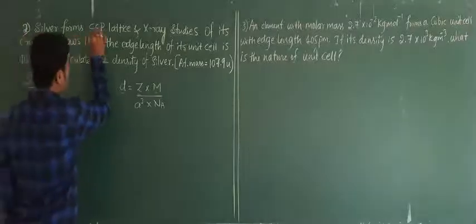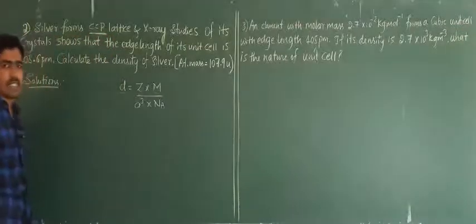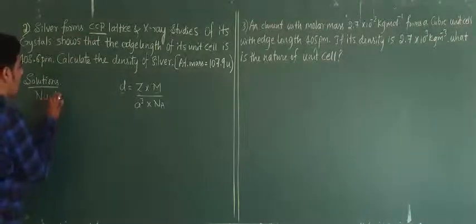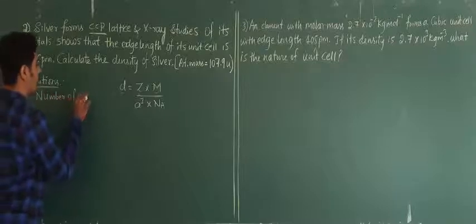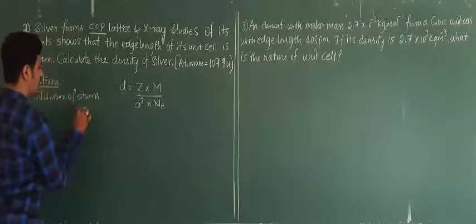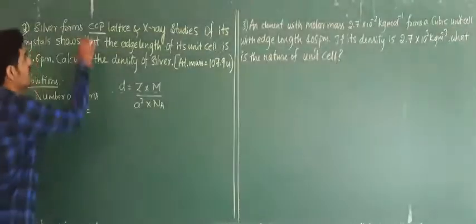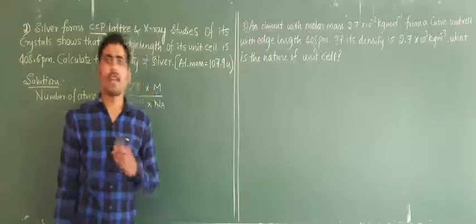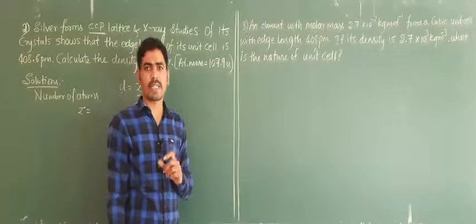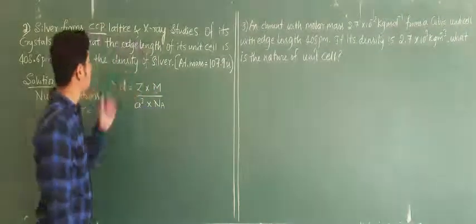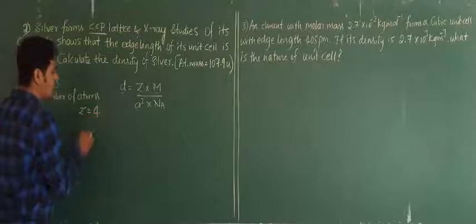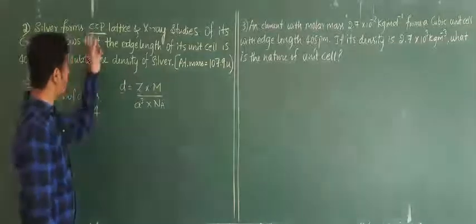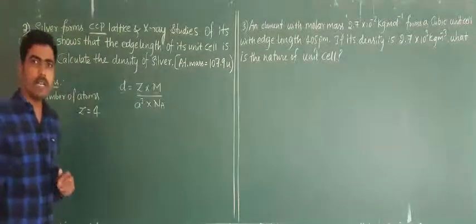First, silver forms a CCP lattice. CCP lattice means they have given the number of particles or number of atoms, that is Z. CCP lattice or FCC lattice, both are the same, and you know the number of particles present in FCC and CCP lattice. So we can directly write the value of Z is equal to 4, because the number of particles in a CCP lattice is 4.